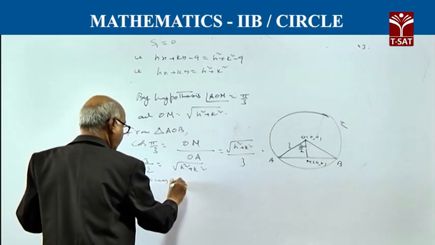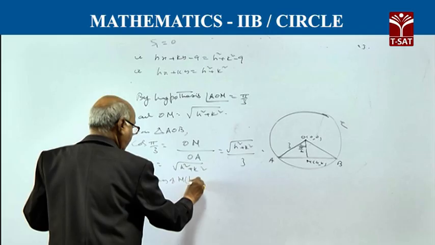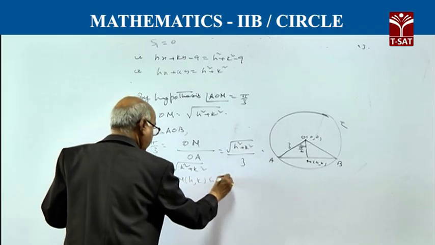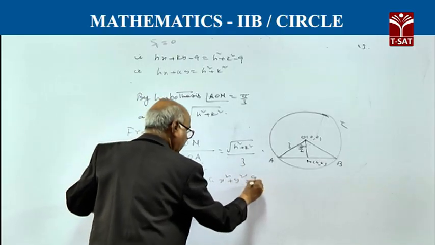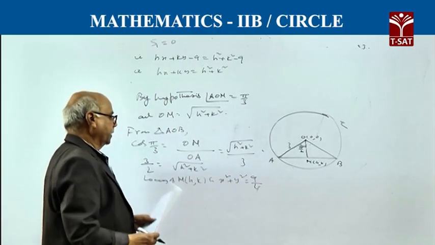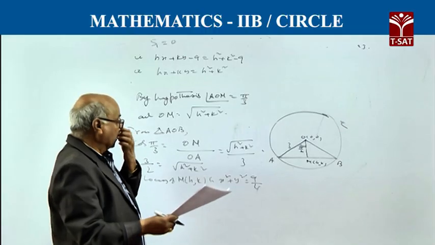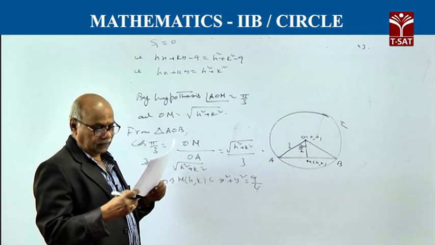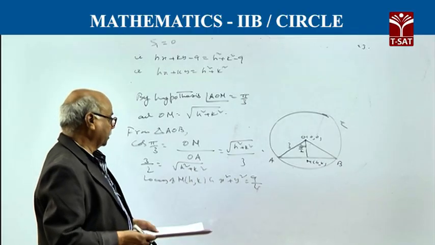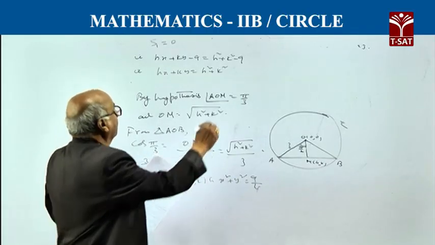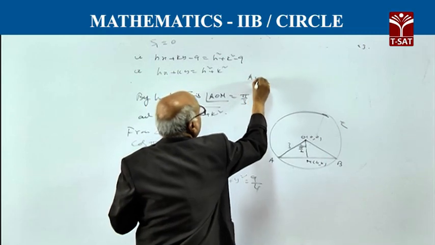So the locus of M(h, k) is x square plus y square is equal to 9 by 4. So the correct option is the fourth one, x square plus y square is equal to 9 by 4. So the answer is option number 4.